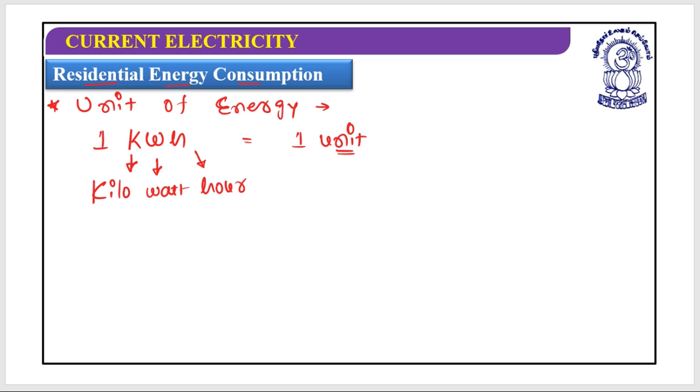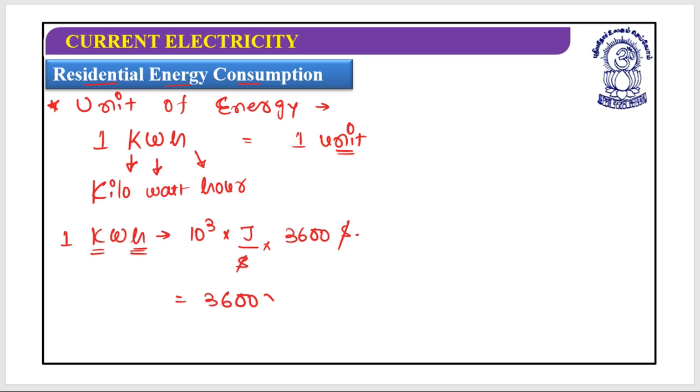If I replace this 1 kilowatt hour with joules and seconds: kilo stands for 10 to the power 3, multiplied by watt, which is joule per second, multiplied by hour, which is 3600 seconds. Yes, 1 hour is 60 minutes, 60 seconds. So this can be written as 3600 multiplied by 10 to the power 3 joule, or I can write it as 3.6 into 10 to the power 6 joule. This is the equivalent of 1 kilowatt hour.